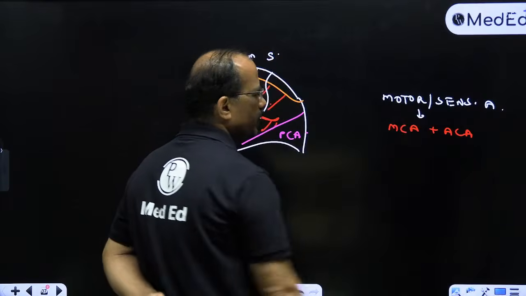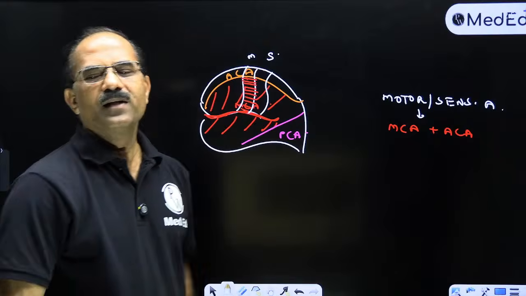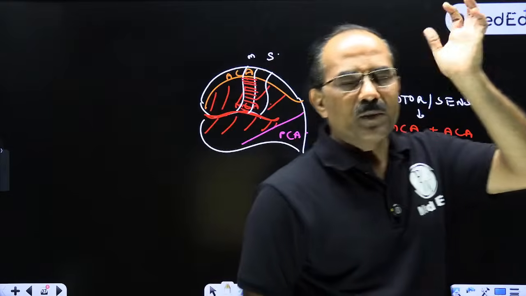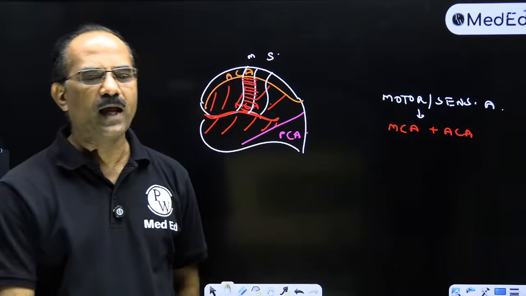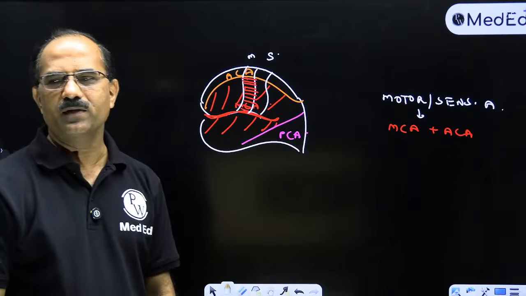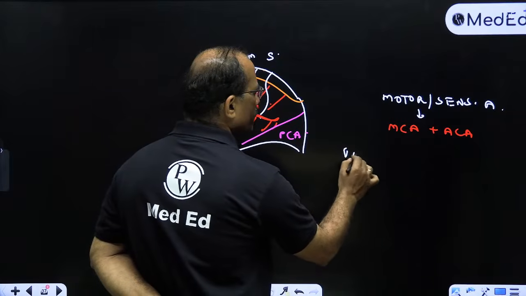मोटर और सेंसरी एरिया का ब्लड सप्लाई मिडिल एंड एंटीरियर सेरेब्रल. दोनों है बच्चे. इट्स नॉट ओनली मिडिल सेरेब्रल, इट्स बोथ मिडिल एंड एंटीरियर सेरेब्रल आर्टरी. ठीक है. Whereas blood supply of the occipital lobe of visual cortex.